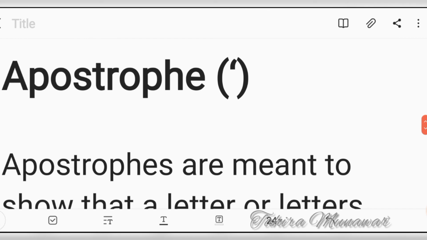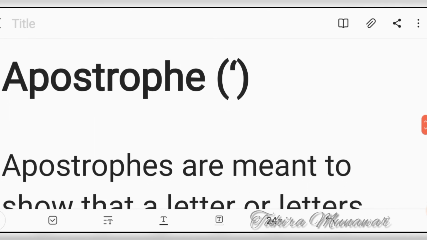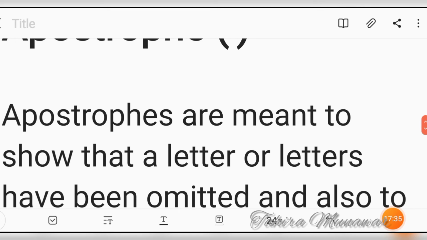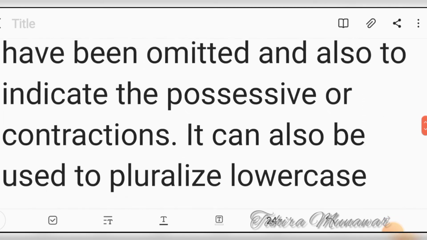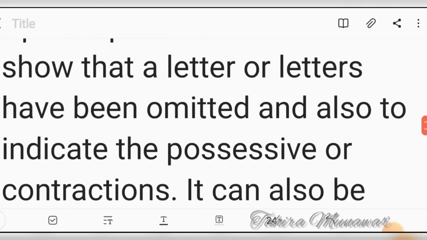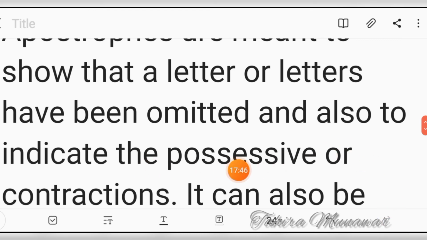Next, apostrophes. Apostrophes are like a single comma, but the comma is used in between the sentence, and this apostrophe sign is used at the top. Apostrophes are meant to show that a letter or letters have been omitted and also to indicate possessives or contractions. So there are two uses: in possessive cases and contracted cases, and also in abbreviations.